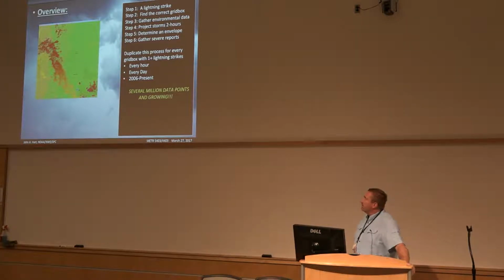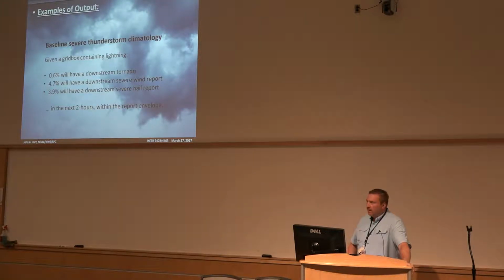I say several million points. It's probably approaching 4 million now because every day there's a lightning strike somewhere. That's another grid box that gets thrown in every hour. So it's amazing how rapidly it gets larger. So here's, for instance, some baseline information out of it. Out of those 4 million grid boxes, if you get a lightning strike and you don't know anything else, there's a 0.6 probability of a downstream tornado from that thunderstorm.